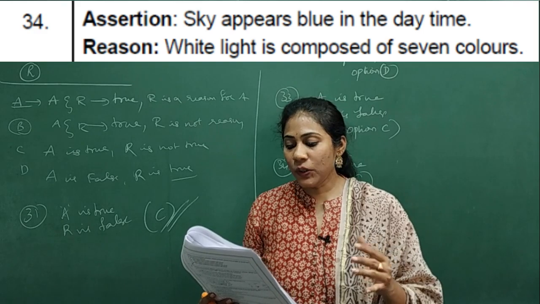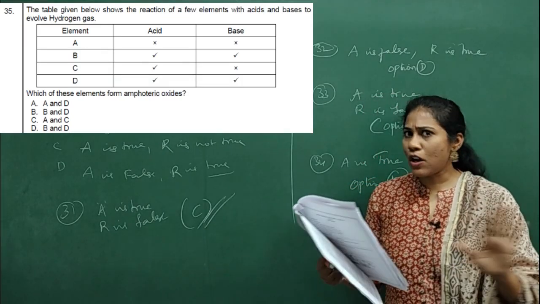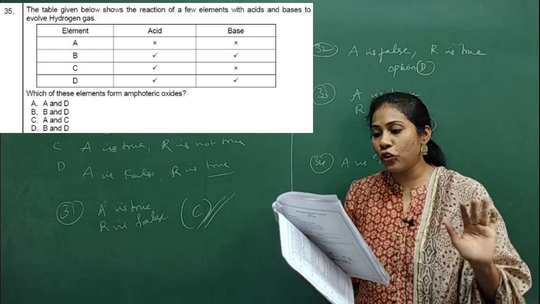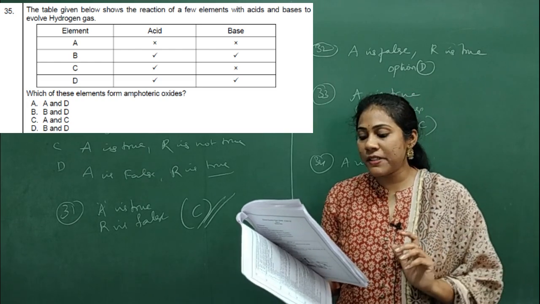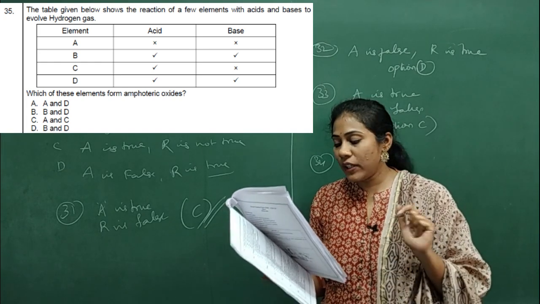And coming to 35th question, guys. See, this 35th question is not of assertion and reason. Only 31 to 34 were assertion and reason. 35th question is normal MCQ pattern only. Okay, so think over. Look at the question.